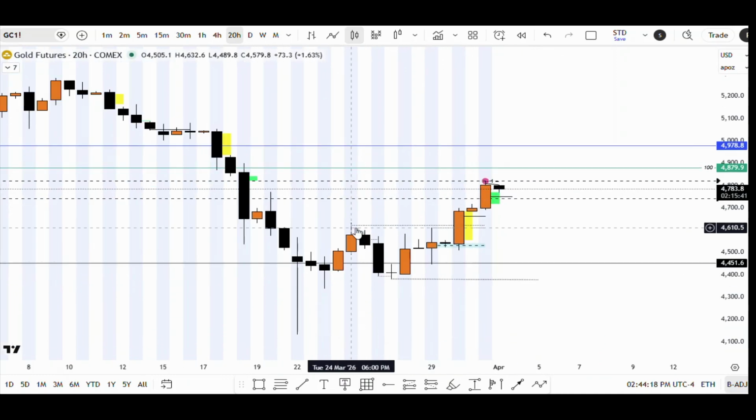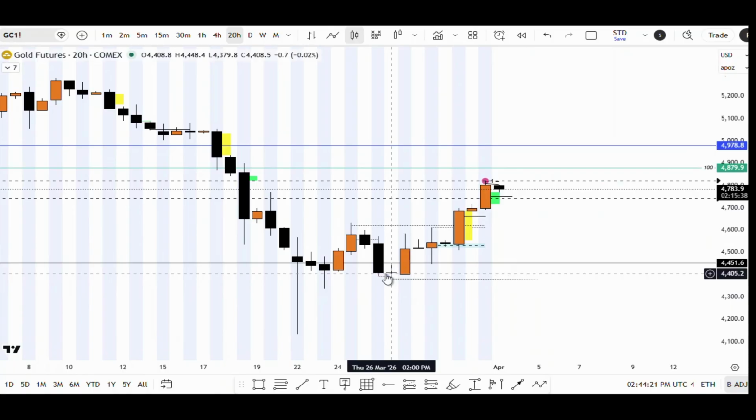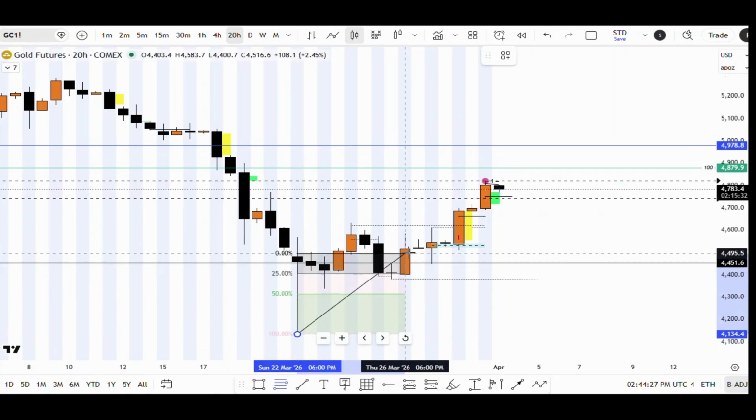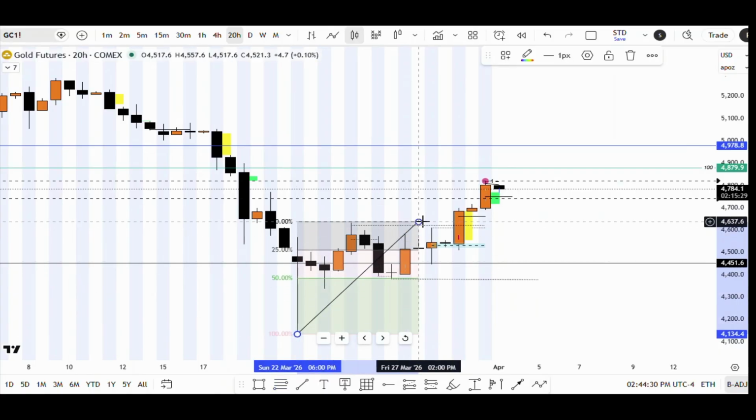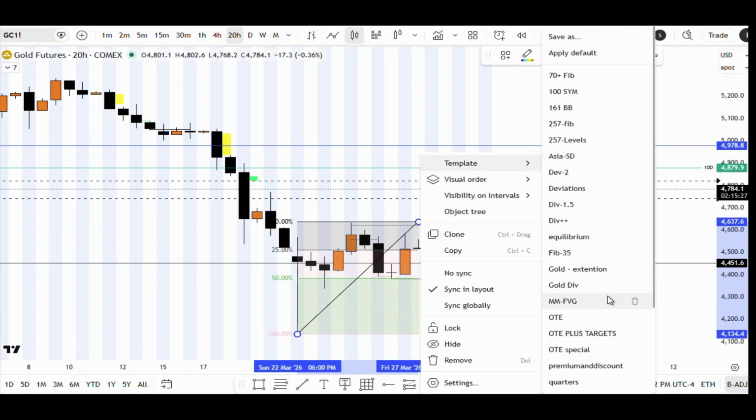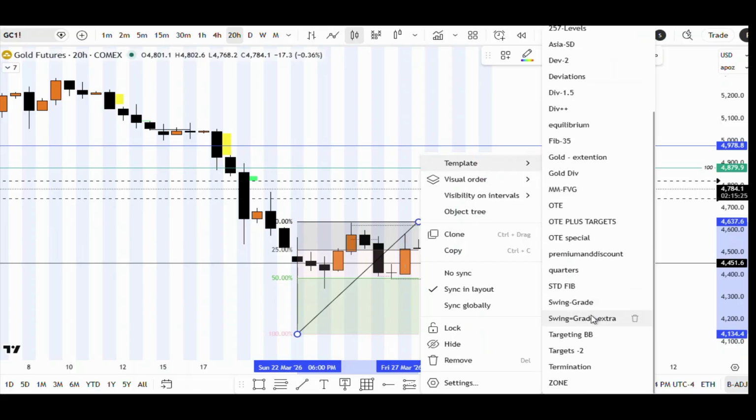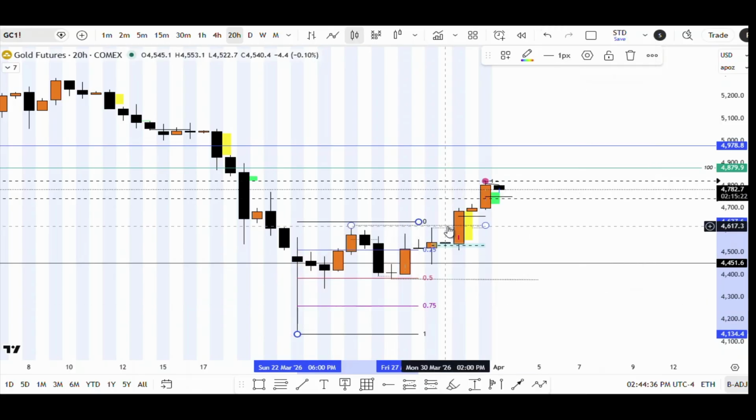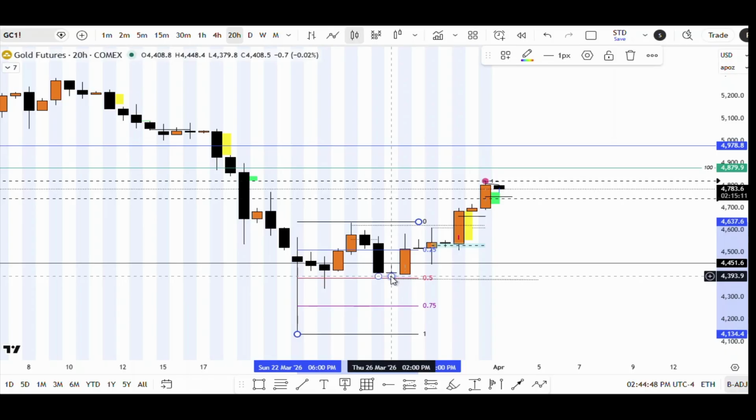What are we looking for at point C? Well, some other things I look for. First, fib. Take your fib, you can draw it out. Just going to change this to a different fib, just going to use the swing grades. Now, preferably you want 50 or lower, but it can go to any fib, the retracement, depending on how fast price is moving. So that's the first thing.